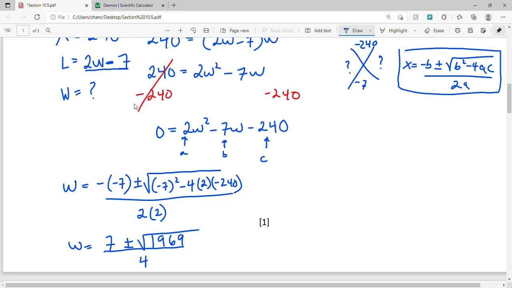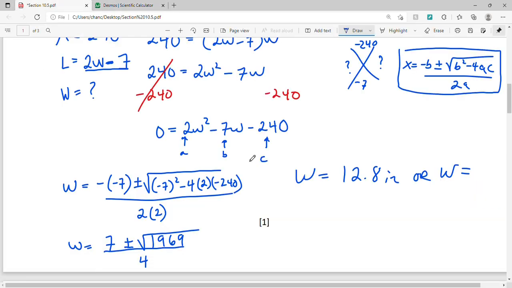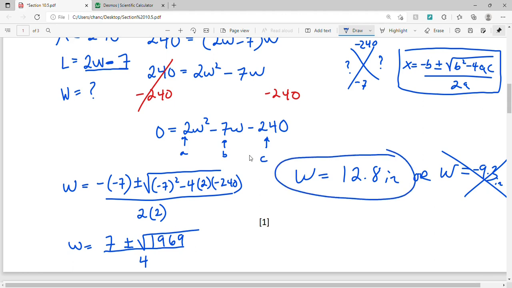So the width is 12.8 inches, or the width is equal to, we'll do the negative version now, 7 minus the square root of 1969 over 4, I have negative 9.3. The width is negative 9.3, but that doesn't make sense. You can't have a width that's negative, so we'll throw that answer out. That means the width is 12.8 inches.